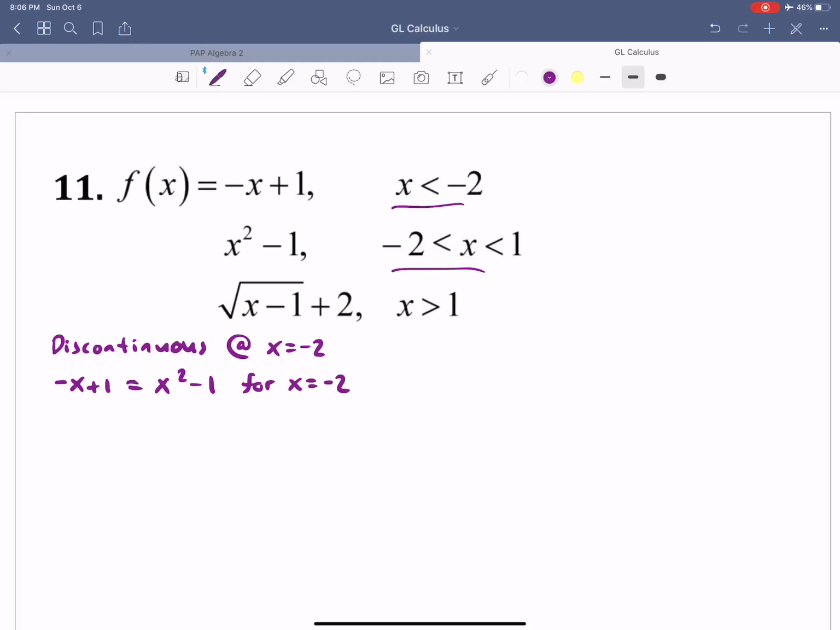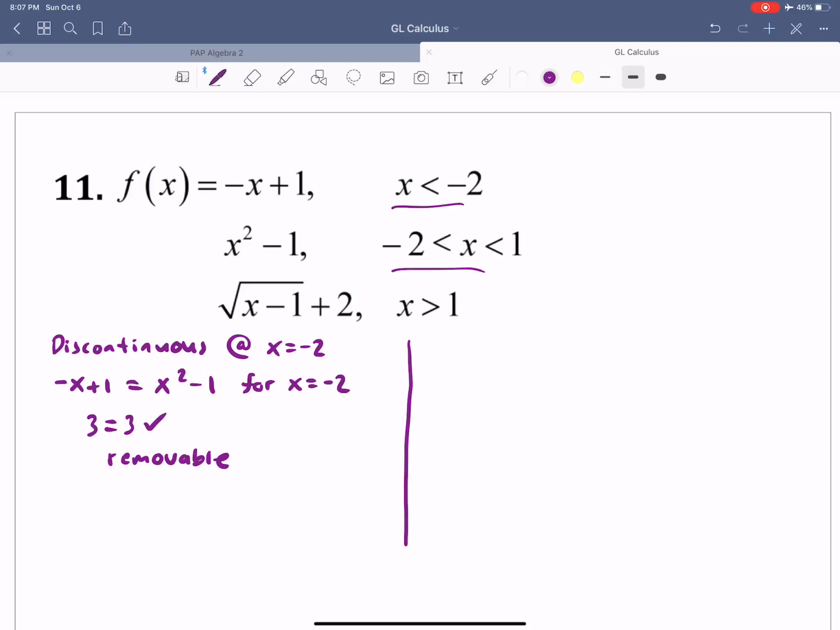So -2 plus 2 plus 1 gives me a 3 on the left-hand side. And then -2 squared is 4 minus 1 is 3. So the limits exist. The limit as x approaches -2 is 3. So because the limit exists, we would say that this is removable discontinuity. Okay, so now let's check it on the other side.